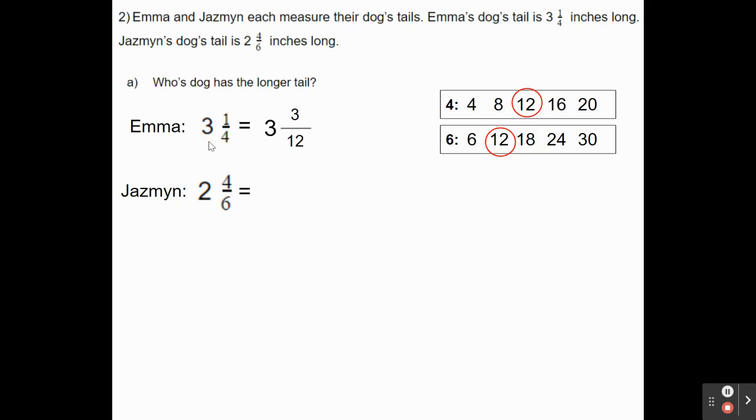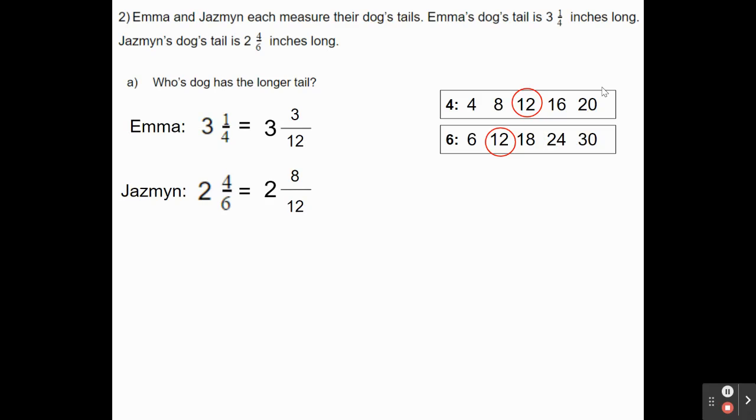Let's do the same for Jasmine's dog's tail. We know that the denominator is going to be 12. So let's ask ourselves, what do we multiply by 6 to get to 12? Well, 6 times 2 gets us 12. So let's multiply by 2 on the top. 4 times 2 is 8. Remember, the whole number 2 in front stays the same.